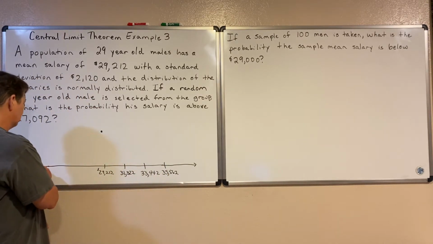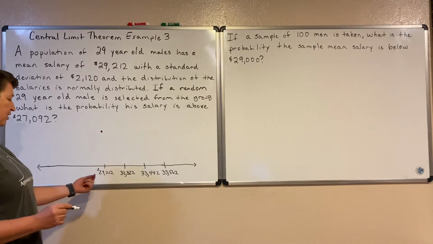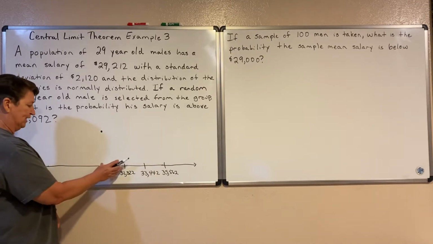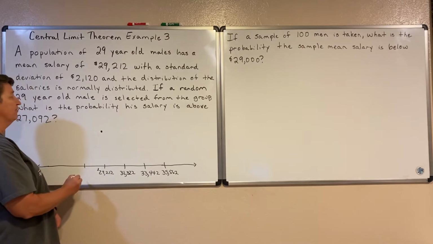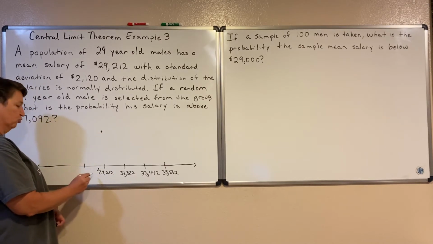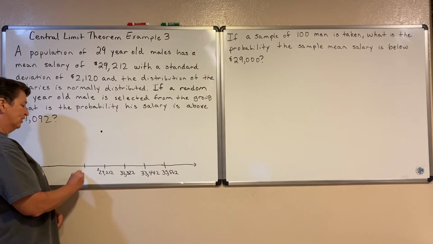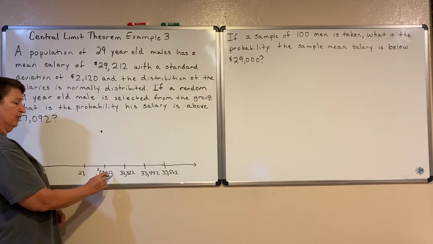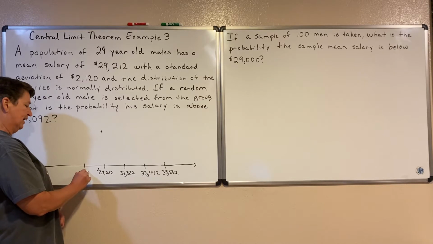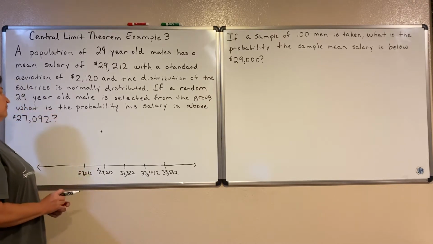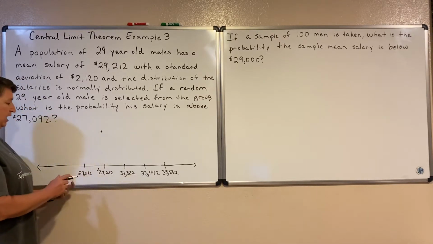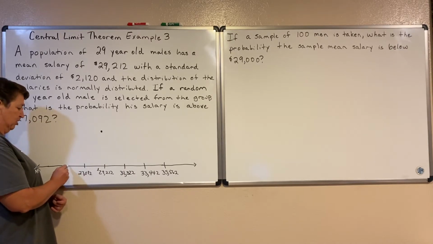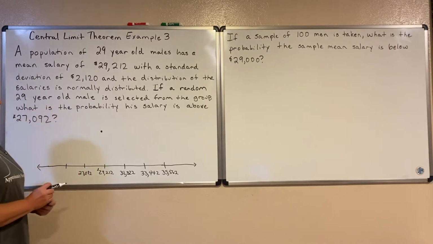Then I'm going to go below the mean. So I'm going to subtract 2,120 from the mean each time. So that same distance, that same standard deviation, that same 2,120. Well, now we're at 27,100, or actually, when we go down 20, we need 8 more, so we're at 27,092. Then I'm going to go down another standard deviation from that.